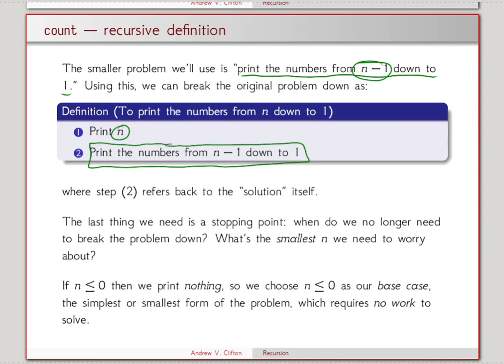So this step 2 here is basically saying, okay, just reapply this exact same definition to solving the sub-problem there. Now, if we just keep subtracting over and over and over, right, we'll basically never stop. So then we need to know what is our stopping point. Where do we end the process and we no longer need to break the problem down? What is the smallest n that we need to worry about? And so we said that if n is less than or equal to 0, we don't print anything. So n less than or equal to 0, that's going to be called our base case. That's the point where we don't have to do any work, we're just done there. That's the simplest or the smallest form of the problem.